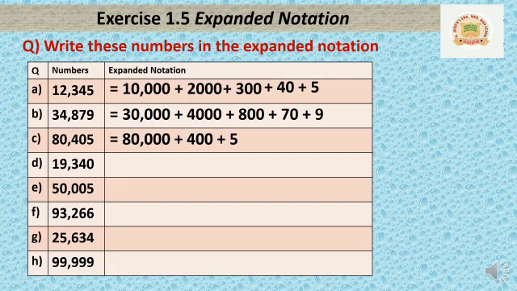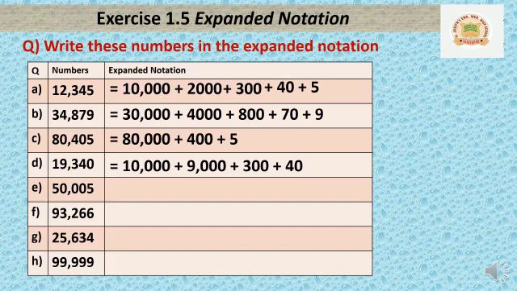Why are we writing directly? Because in the thousands place, also in the tens place, we don't have digits. Directly there are zeros, so we don't need to put the zeros. We are writing 80,000 plus 400 plus 5. Now let us do the D question. 19,340. Expanded notation is equal to 10,000 plus 9,000 plus 300 plus 40. Now E question. 50,005 is the number.